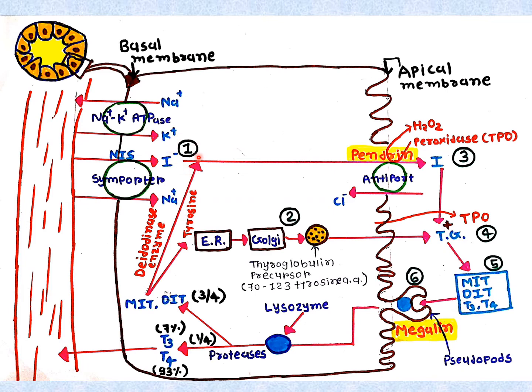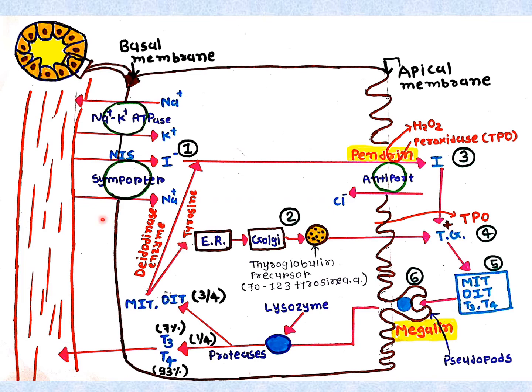First of all, iodide trapping, then the thyroglobulin synthesis, then oxidation of this iodide, then the oxidized iodide, that is iodine, binds with the thyroglobulin, so organification, then coupling, MIT, DIT, T3, T4, then storage in the colloid, then release in the blood, and the deiodinase enzyme converts this MIT and DIT into iodide and tyrosine amino acid, which are used by the thyroid follicular cell.